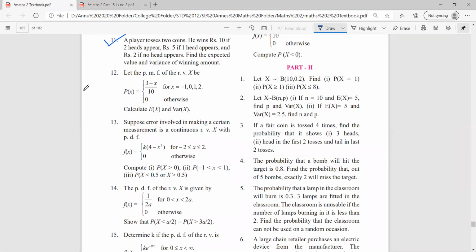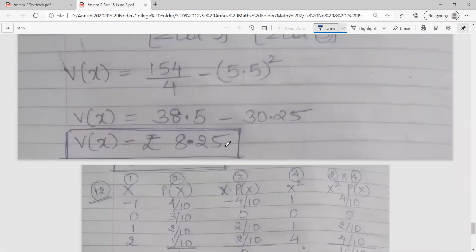Okay. Coming towards the last sum, sum number 12. The PMF of the random variable, P of x, is given as 3 minus x upon 10, and the values of x are given as minus 1, 0, 1, 2. You are told to calculate E of x and V of x. So the sum is quite simple.